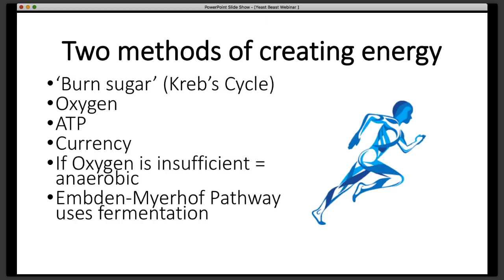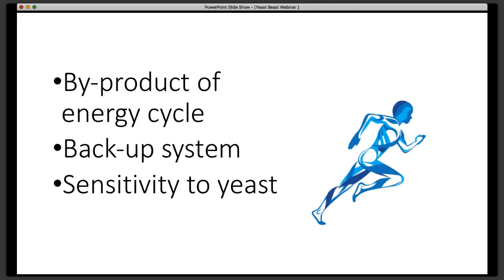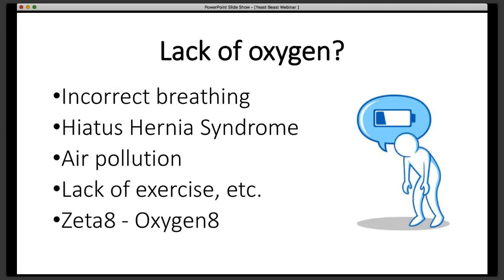And because it's a fermentation process, if you've already got these problems in your body, then the two are going to work against you, they'll work together against you. So it can be a byproduct of that backup energy cycle system, and makes you sensitive to yeast problems. So the idea is to make sure that you don't have a lack of oxygen.